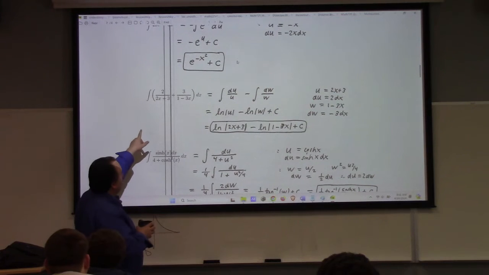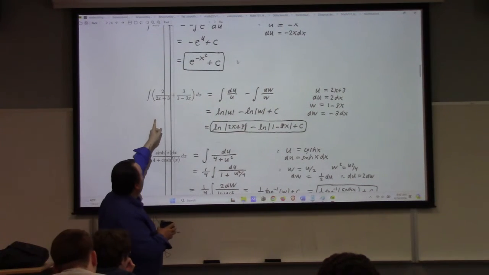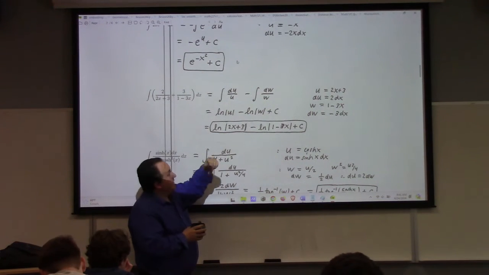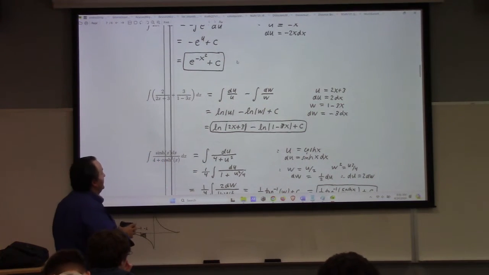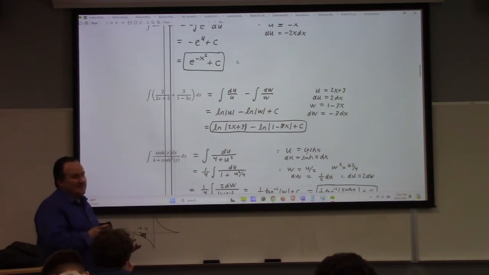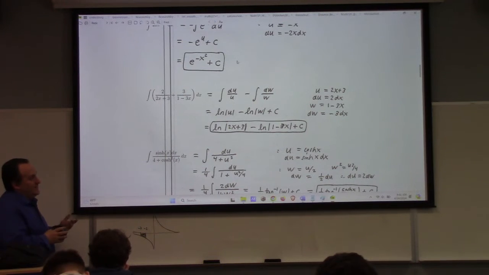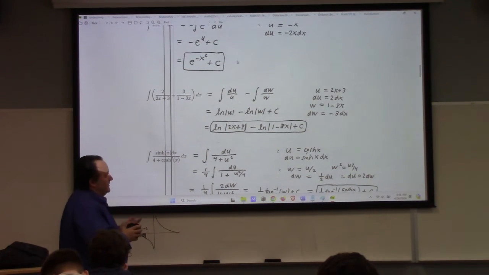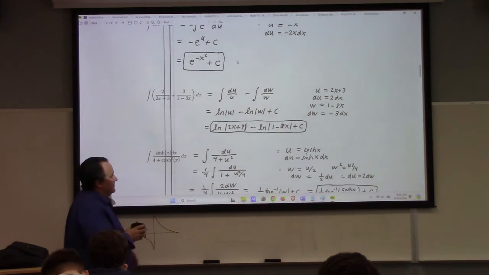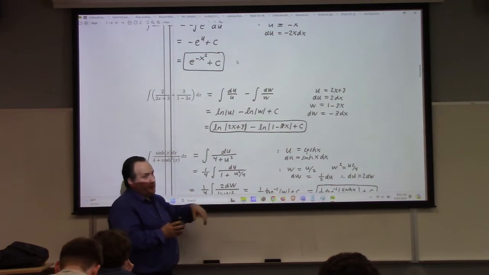So u is 2x plus 3 for me. That takes care of the first fraction. w equals 1 minus 3x takes care of the second fraction. And as you can see, I have built it. I have put a 2 and a 3 there to make it easy, because du is 2 dx and dw is minus 3 dx. So I just get du over u and dw over w, factor the minus out, and there you go. So don't forget your absolute values. Those are important.